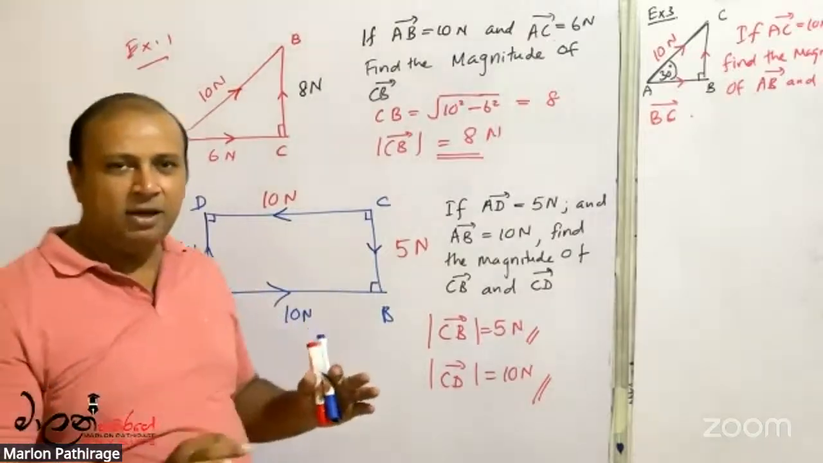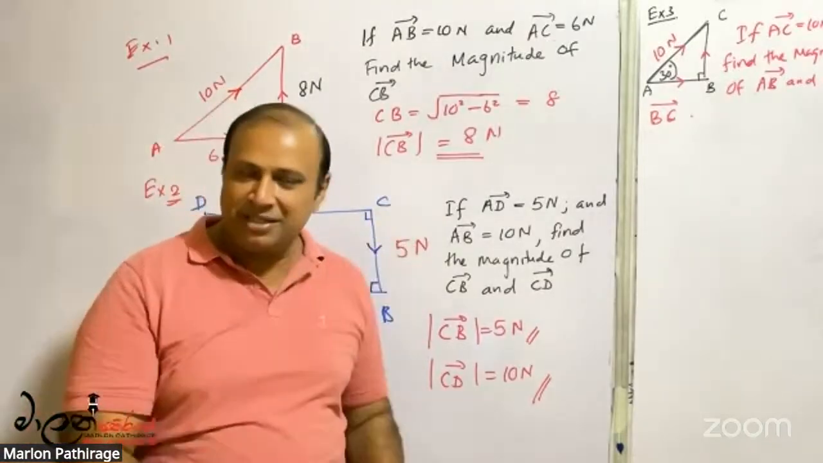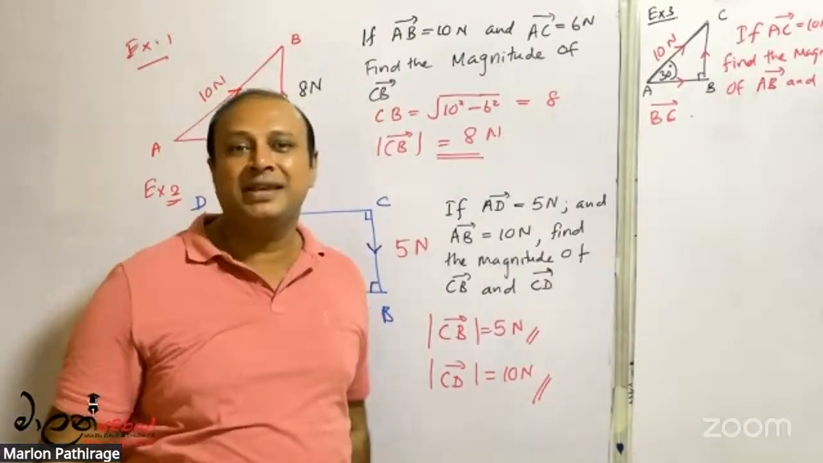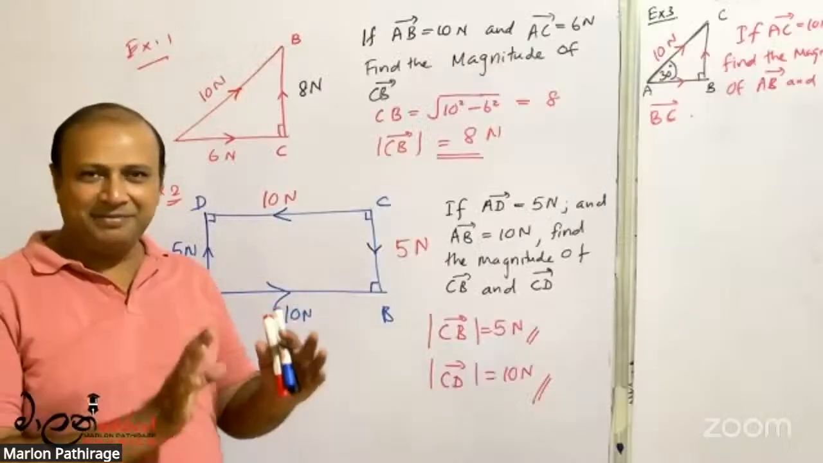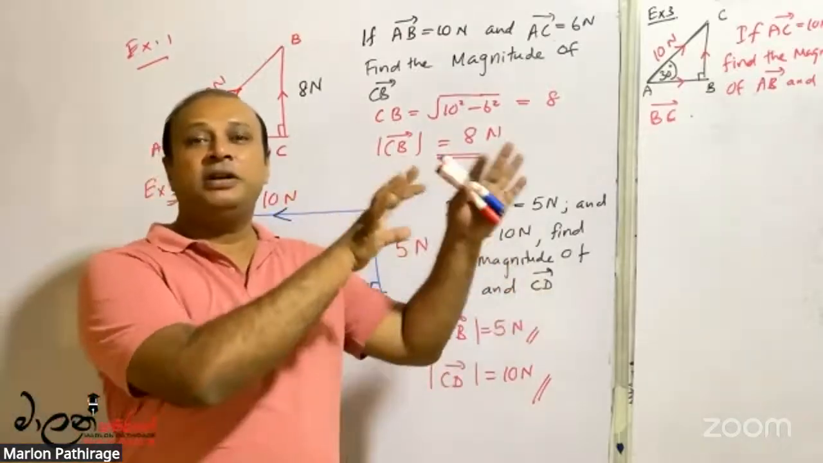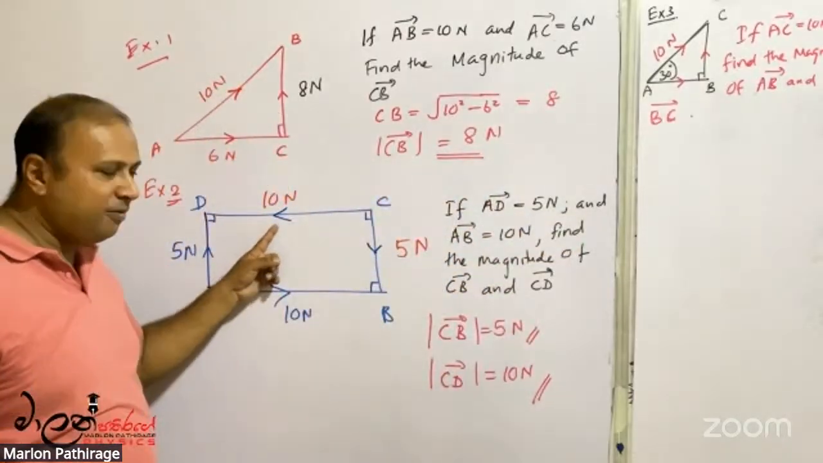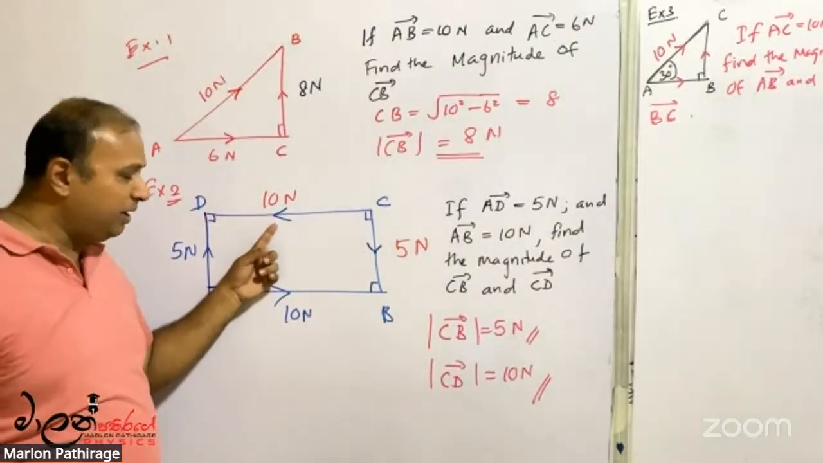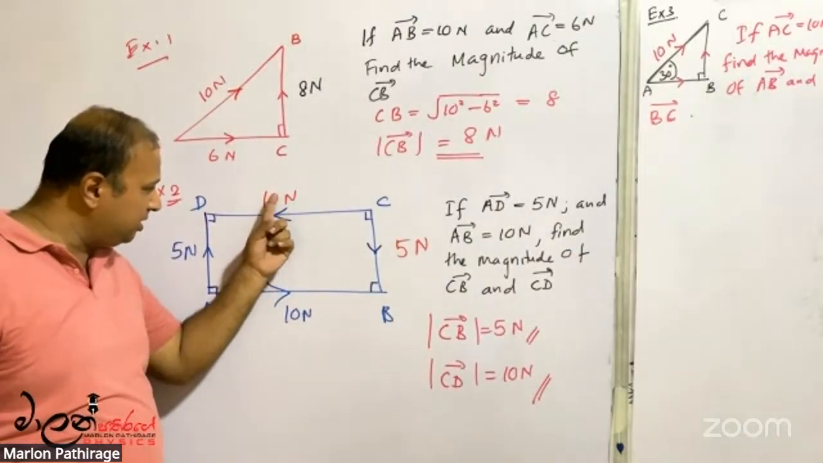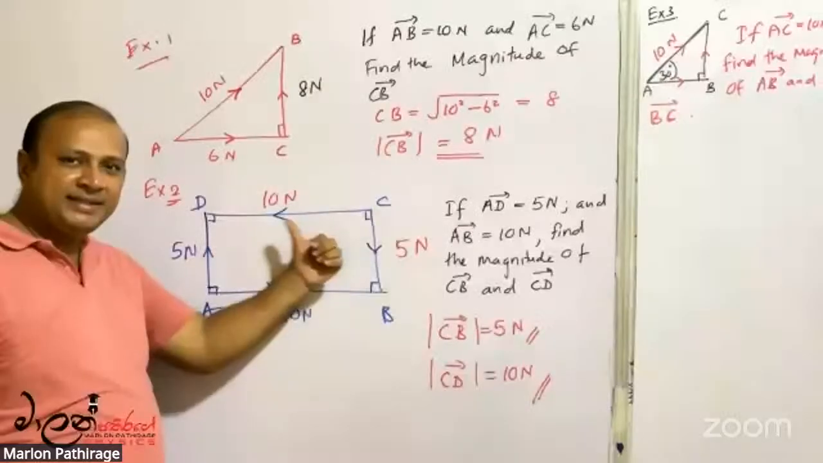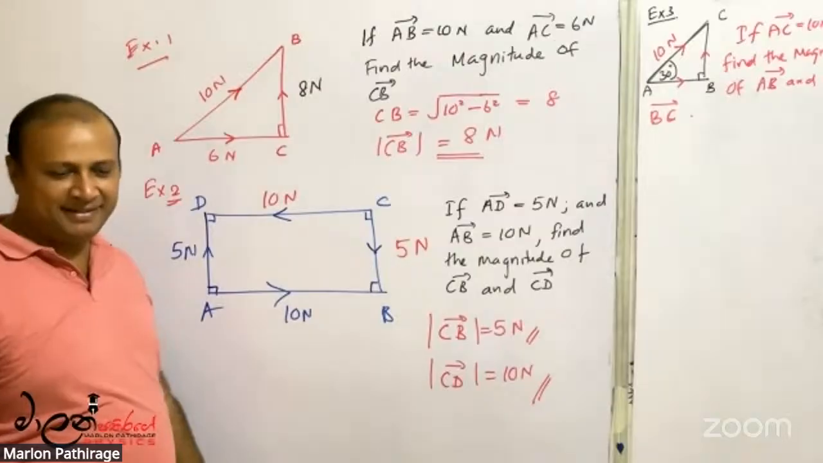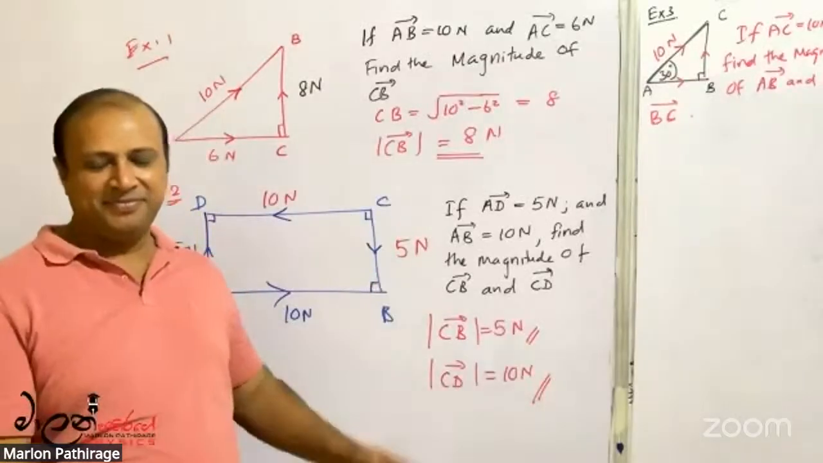They are negative vectors, but negative vector does not mean we have to put a negative sign, because we have reversed the vector using the symbol. The symbol represents that it is in the other direction. Therefore, no need to write it as a negative vector here.